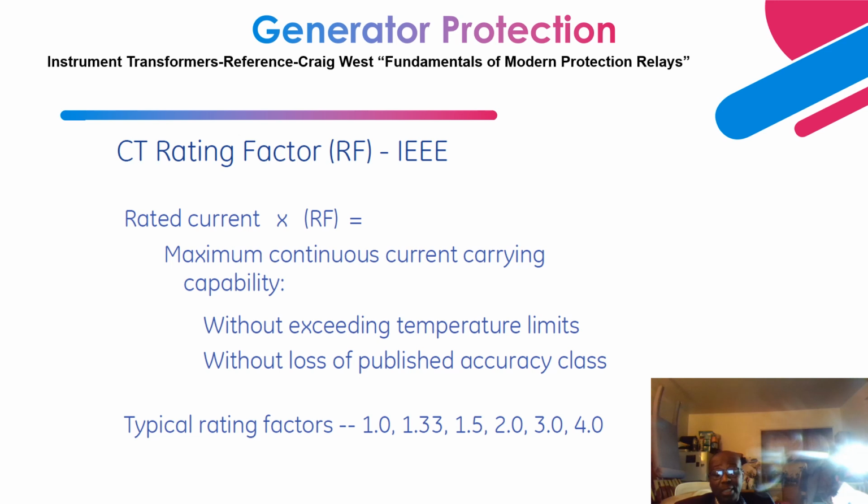And this is what is utilized when you are selecting a CT, to consider overload conditions. So if you select a CT with a rating factor of 1.5, it means that I can overload it 50% more. If you have 100 amps primary current, you can basically operate it at 150 amps if the generator has to carry an additional load.